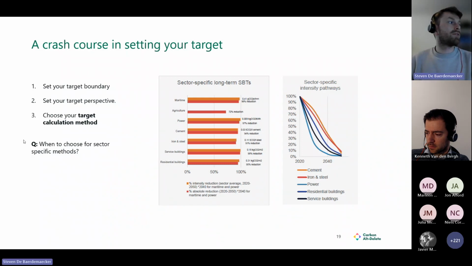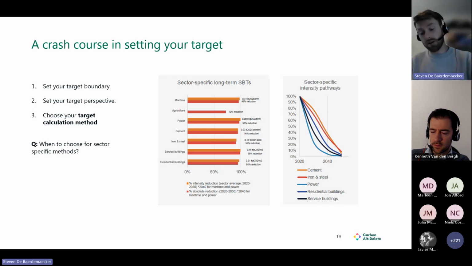When to choose sector-specific methods really depends, I think, on the level of effort you have already put in. If you have already done a lot of actions and you have a low level of greenhouse gas emissions intensity, it can make more sense to comply with your intensity metric. Whereas if it's a difficult one to match, it can make more sense to go for a cross-sectional absolute reduction.